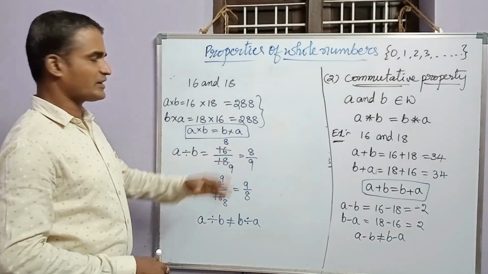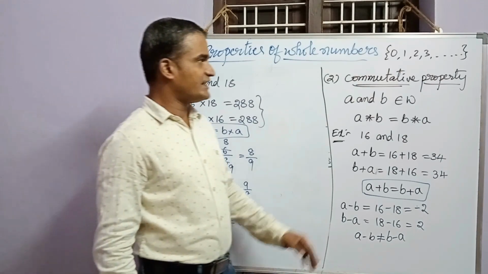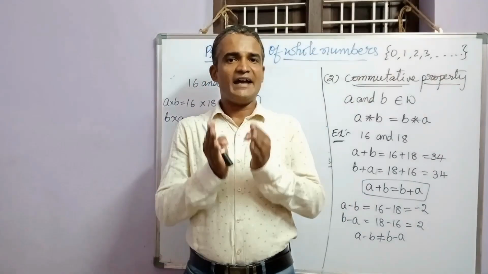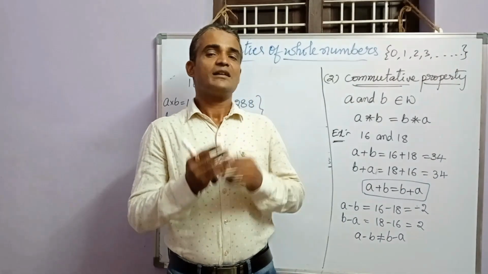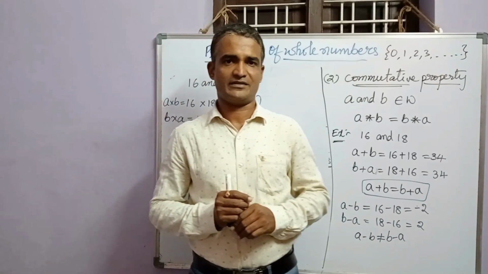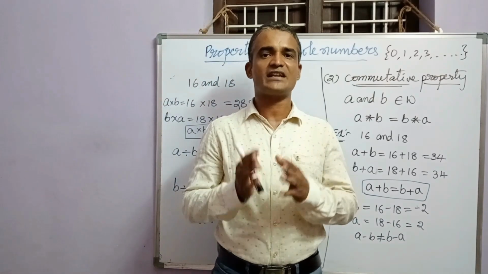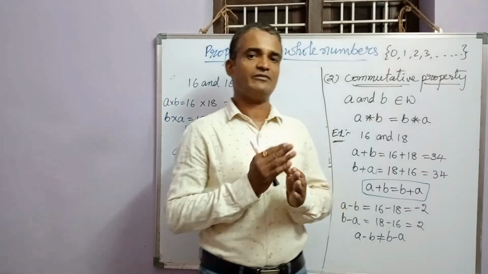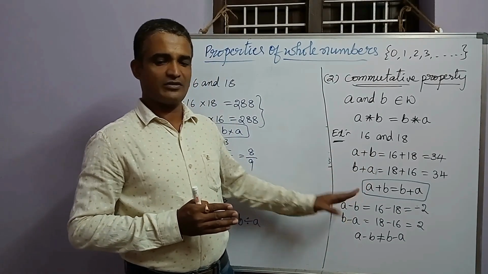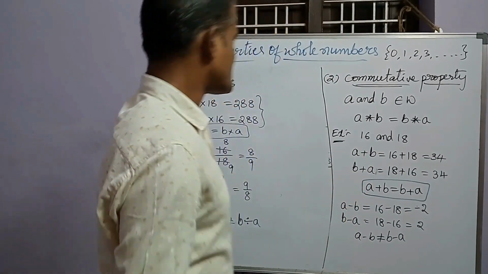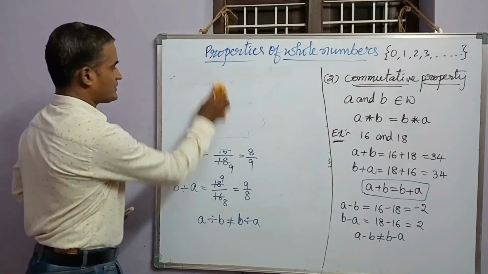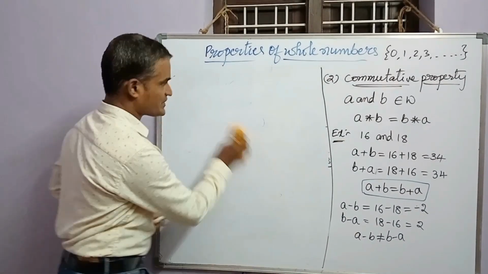Okay, this is the way you can check. Commutative property means that you take any two numbers and operate in any order, and the answer should be the same. Then you can say that the commutative property is satisfied. Otherwise it is not satisfied. All the time it should be equal, whichever numbers you take and whichever order you use. So this is the commutative property. Okay, we'll go on to the next property, the associative property.